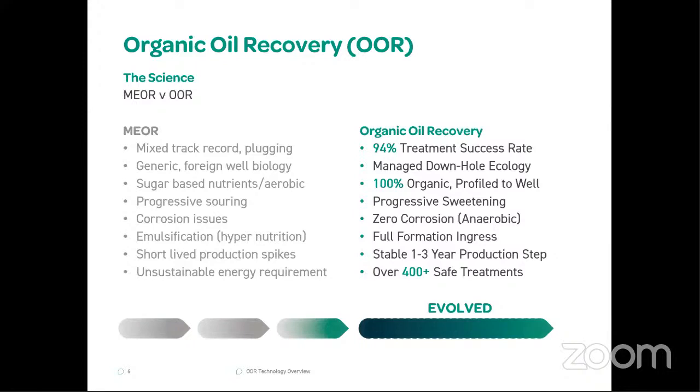MEOR is generic, and it introduces foreign bacteria, and has several issues like plugging. It uses sugar-based nutrients, and due to that, it feeds all the bacteria, the good bacteria and the bad bacteria present in the reservoir. And these bacteria can cause a lot of problems in the reservoir, like corrosion, H2S, and all these things. While organic oil recovery is only focused on certain bacteria families, which we call good bacteria, and we are not feeding everyone. By this, it can reduce the corrosion, and we can eliminate the SRB by out-competing.